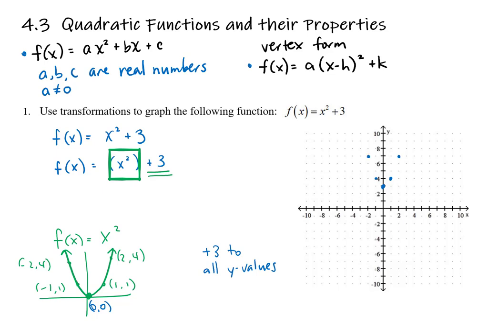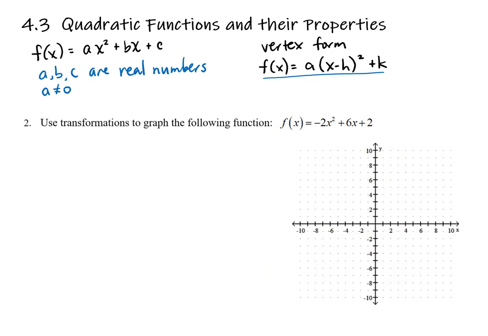And so there we go. We've taken all of these 5 major points that are on the parent parabola. We moved all of those up 3 by adding 3 to the y value. And then do your best to connect them in a parabola shape. We're going to use the same steps to do number 2. However, we're going to have to do a few extra steps to get it into vertex form first.